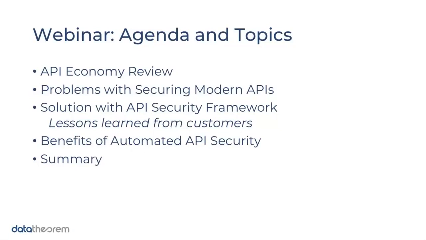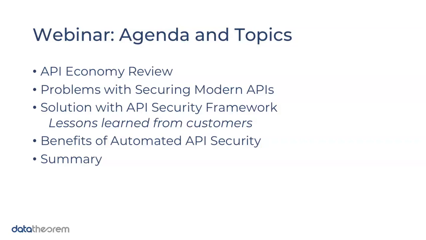Hi, folks. We're going to walk through some of the agenda items for today's topic, and hopefully we're going to learn something new. The first thing we're going to cover is a review of the API economy and some of the interesting data trends that are happening with APIs. We're going to talk about the problems with securing modern APIs and some of the limitations that exist with traditional solutions that have been tried that have not worked as well. And then we're going to propose an API security framework as a solution.